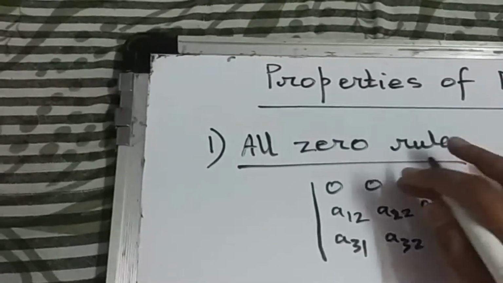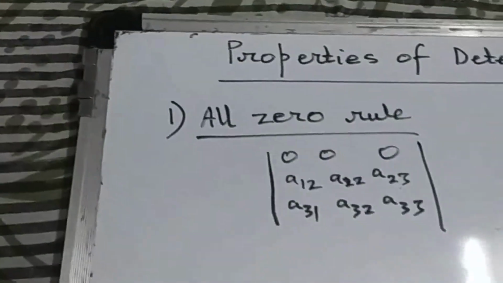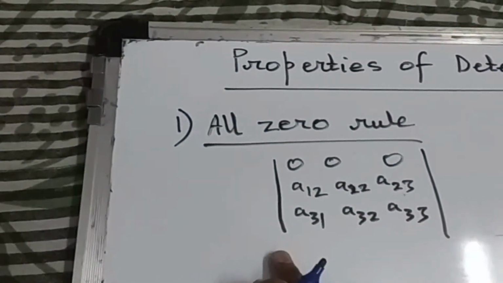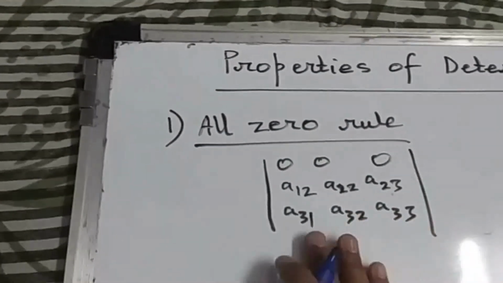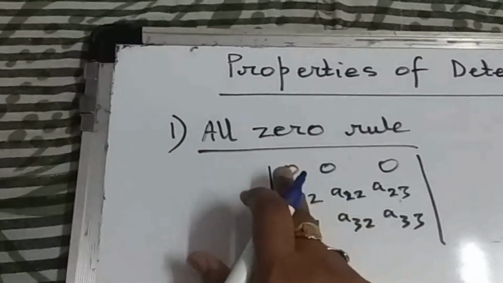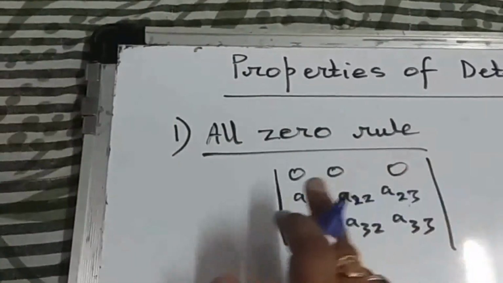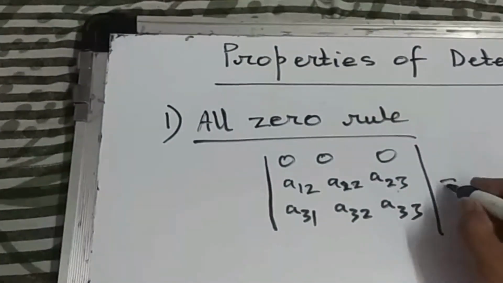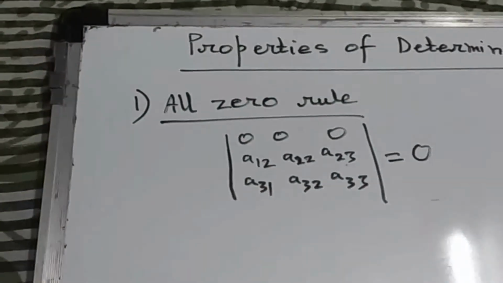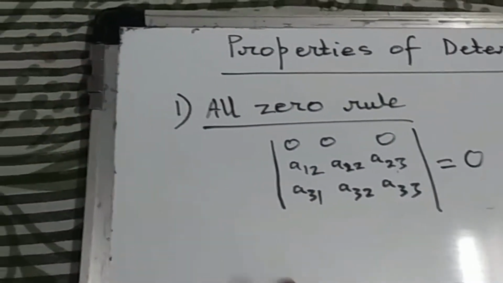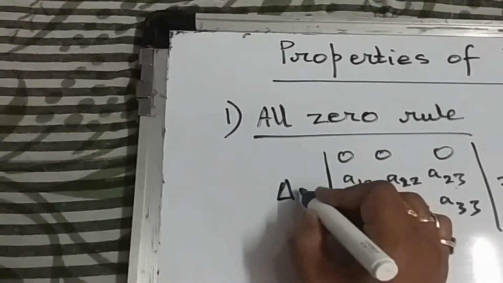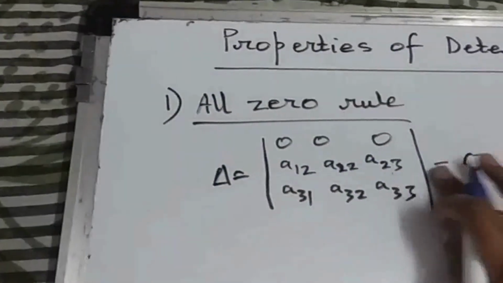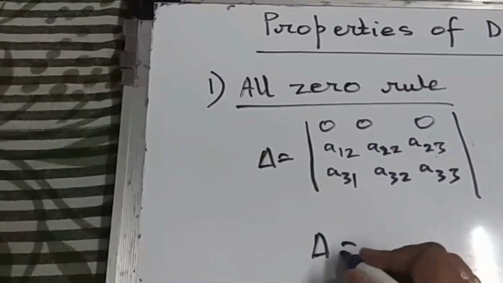Let me write 0 here. Now this is a determinant, this is not a matrix. You see, between two parallel lines, it is a determinant. In this determinant you are seeing the first row all elements are 0. So this determinant will be 0. Now if this determinant is del, so del will be 0.